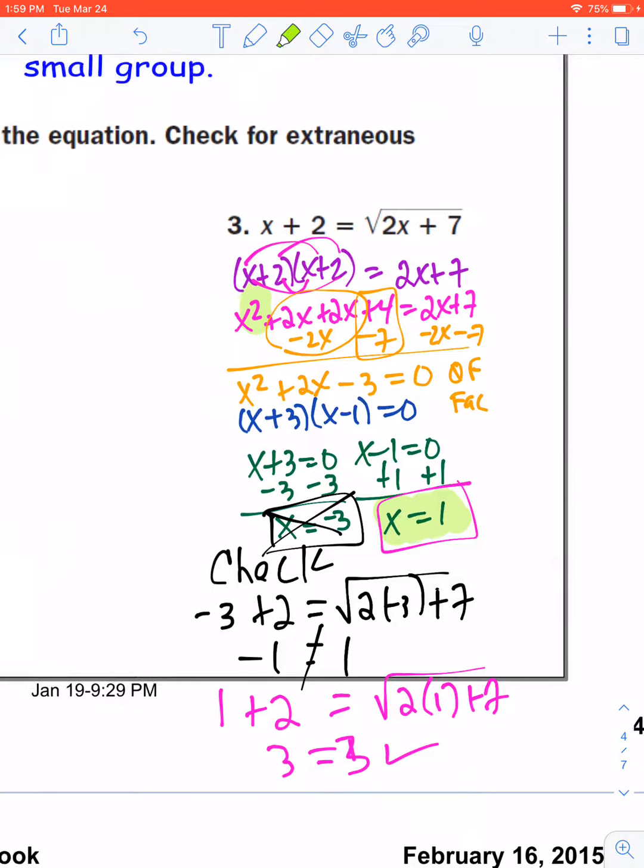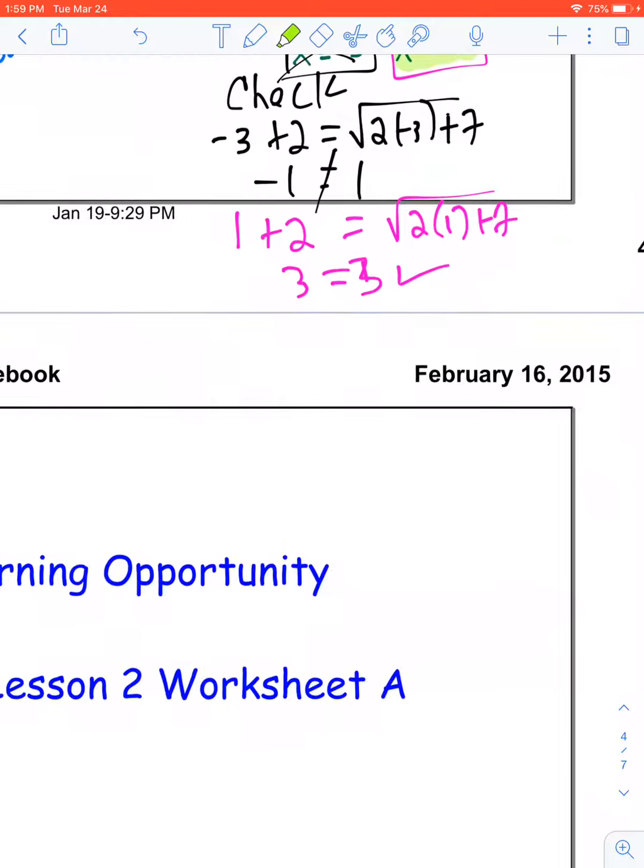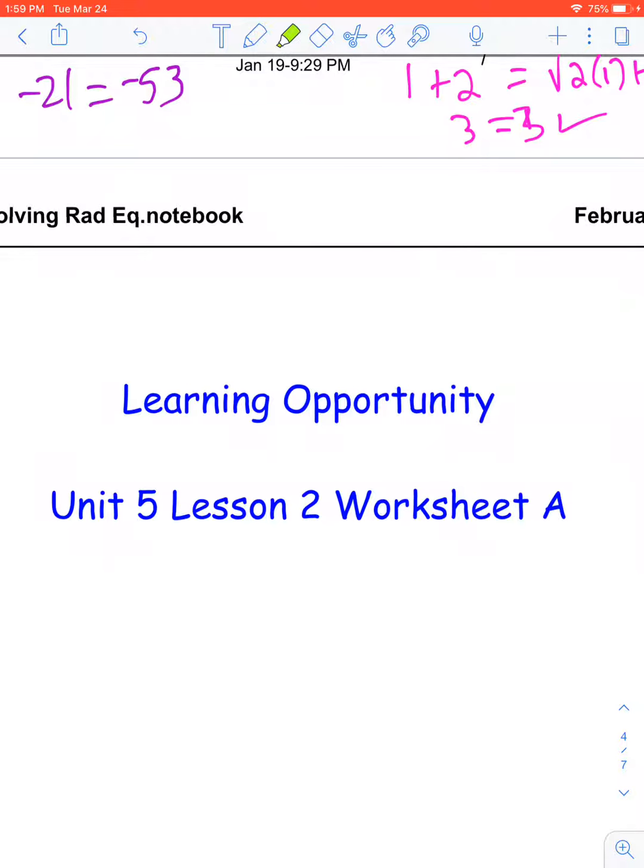Friends, you did it. You made it through. So your learning opportunity, I have a missed number in there. It's going to say Unit 6, my apologies. And that should be in an assignment post on Google Classroom. And this is your work for Wednesday through Friday of this week.